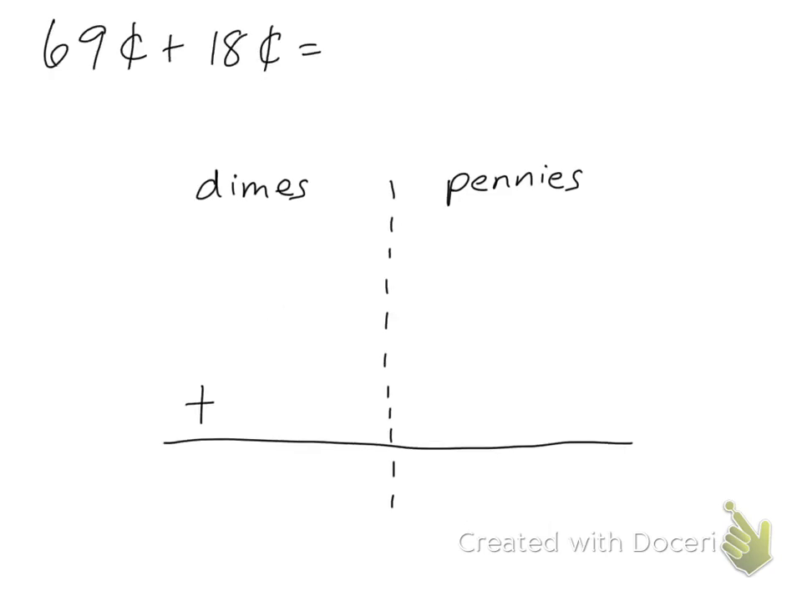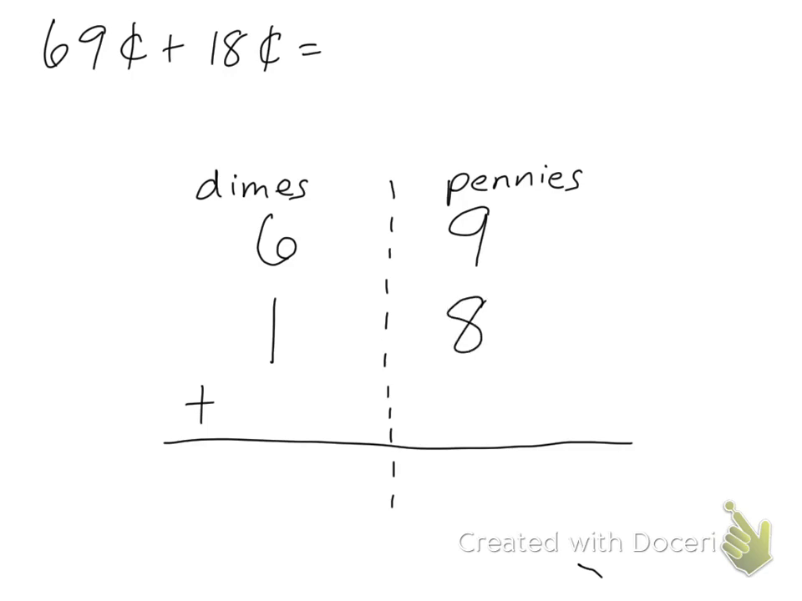Okay, let's do another problem. So here we have 69 cents plus 18 cents. So I write 69 on my addition chart. So that's 6 dimes, 9 pennies. And now I write 18, which is 1 dime and 8 pennies.